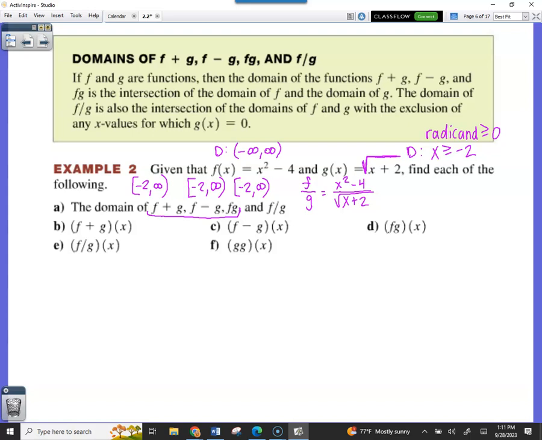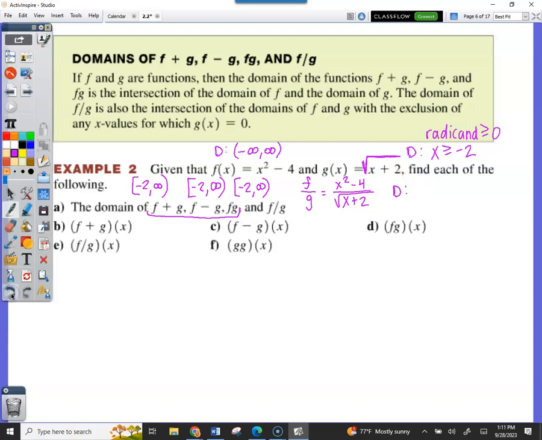So this was my original for the even root, but now the even root's in the bottom of the fraction, which means I actually cannot use -2. So the domain here would be a parenthesis, -2 to infinity. Because if you plug -2 in the bottom, you'd have the square root of 0, and that's a problem.